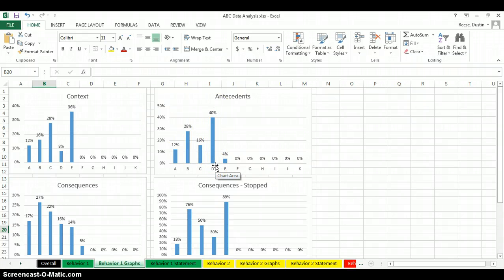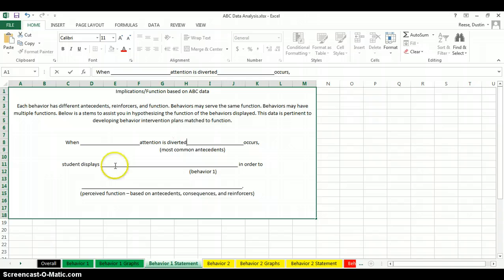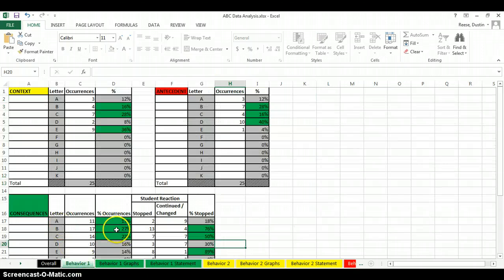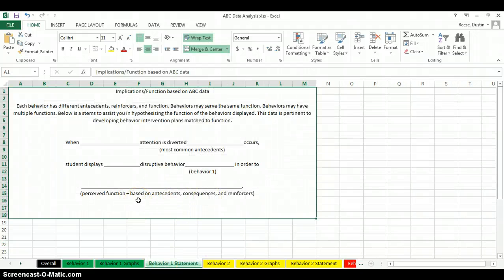So let's say that antecedent was attention was diverted. So you can enter in here, when attention is diverted, student displays. So since this was behavior 1, that was disruptive behavior. In order to, so based on all the information we've gathered, we can make a statement based on the perceived function. So depending on what the consequences were and how often it stopped, we can make a statement in here about what we perceive the function to be.